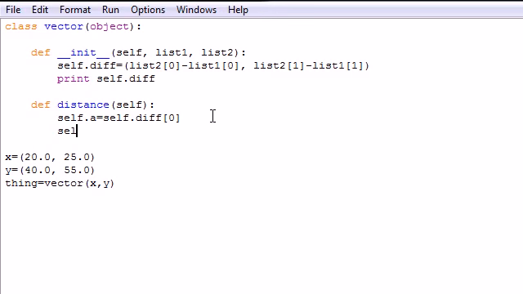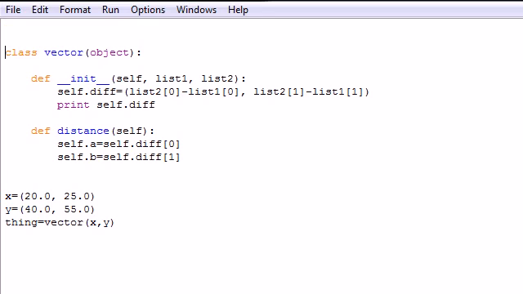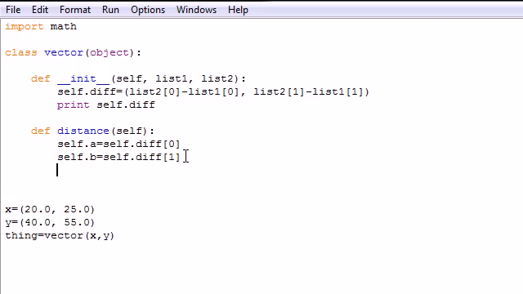So let's go ahead and write self B and set it equal to self diff, and this would be 1. Since, remember, 0 is the first item in the list and 1 is the second item. It's weird, but that's the way it is. And now we need something called a math function, square root. So what we need to do is import math, and this will give us the use of the square root function, which will give us the ability to solve for that third side.